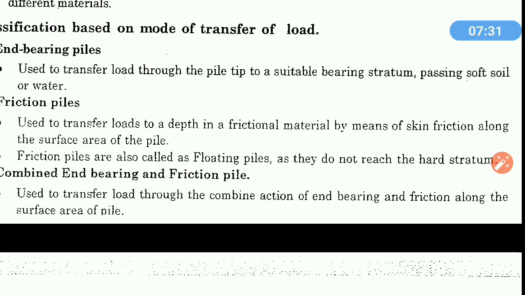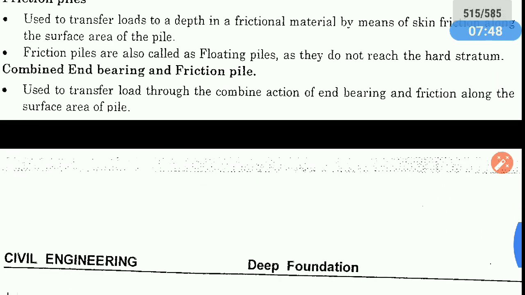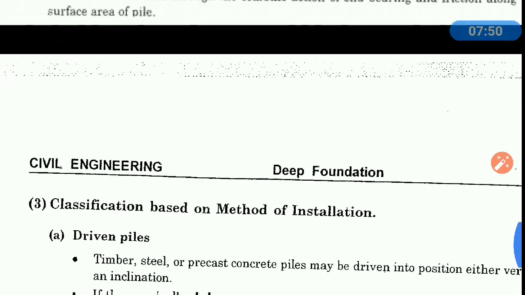So the third one is combined end bearing and friction pile. In that case, the pile can transfer load both ways, as discussed above. Like it can transfer by the surface friction as well as the bearing.